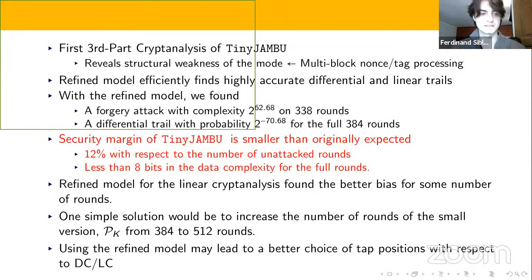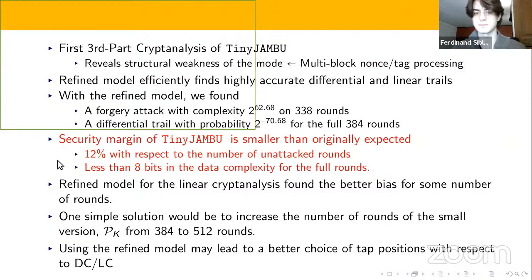So to summarize our results, we did some cryptanalysis of TinyJAMBU to reveal some weakness. We used a refined model that finds highly accurately differential and linear trails that we could verify in some cases with a stronger model, or even by testing it. Our conclusion is that the security margin of TinyJAMBU is smaller than we expected.